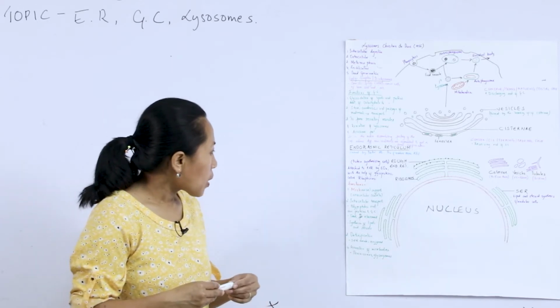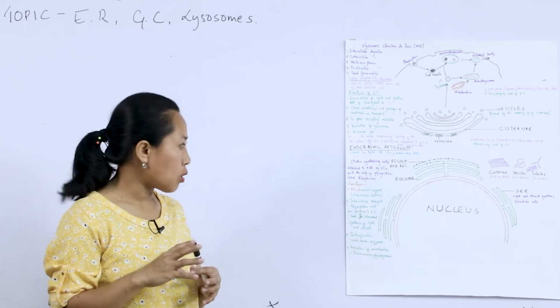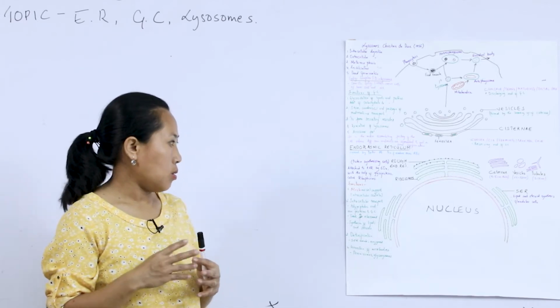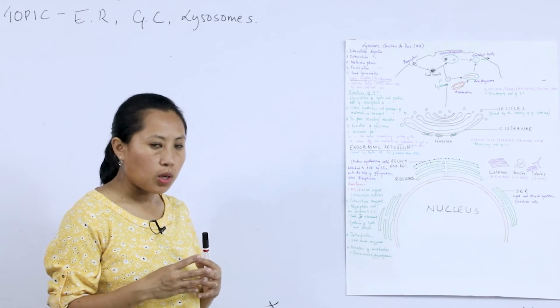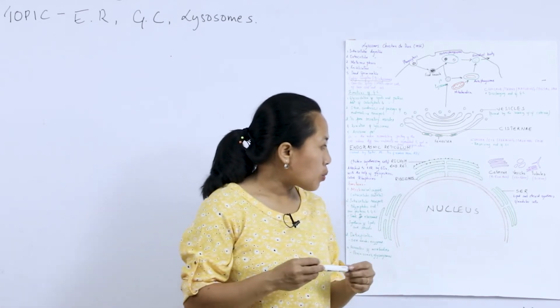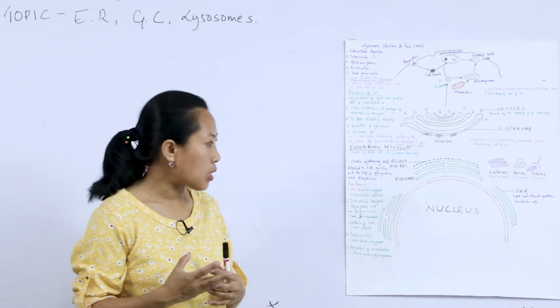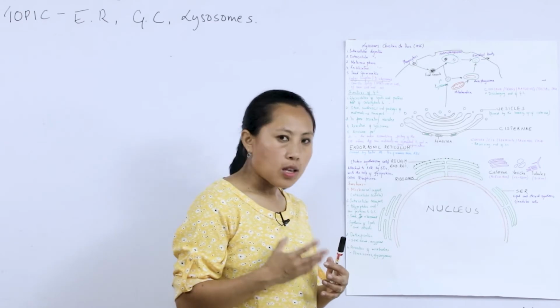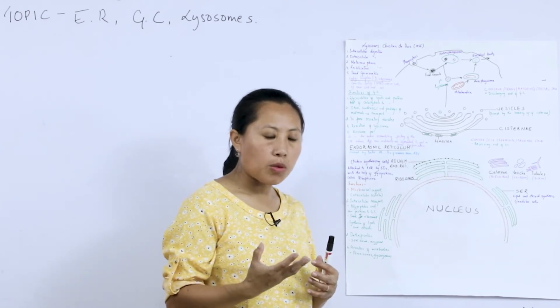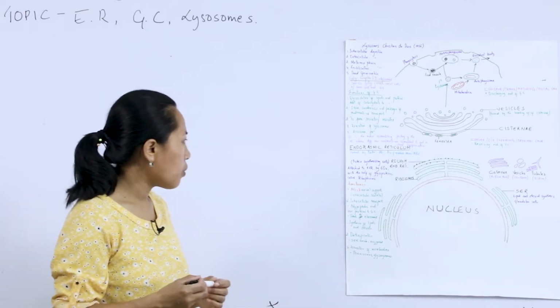cytoplasm. Okay, so the rough endoplasmic reticulum, due to the presence of ribosomes, is the site of protein synthesis, or is associated with protein synthesis. And smooth endoplasmic reticulum is involved in lipid and steroid synthesis. As such, they are found primarily in the glandular cells. Okay, so these are the two types, rough and smooth.